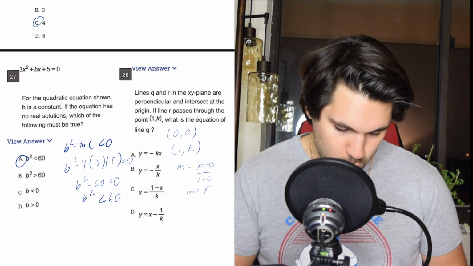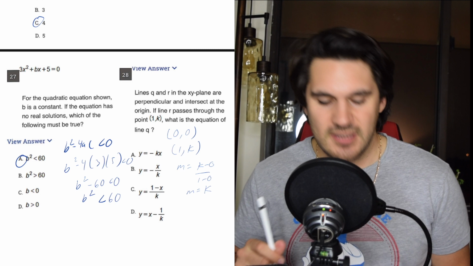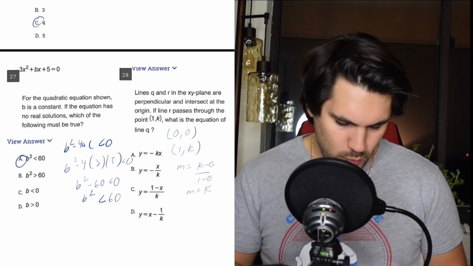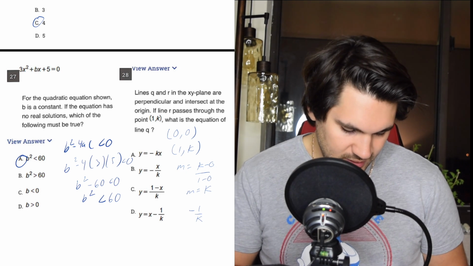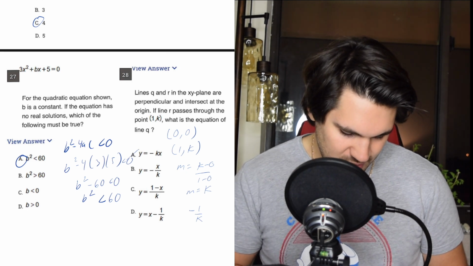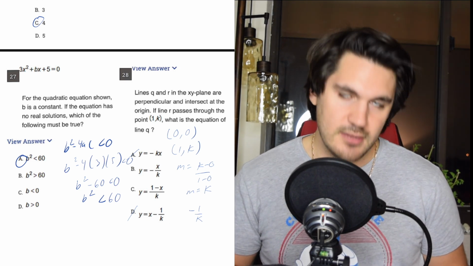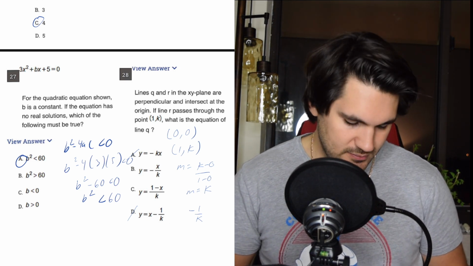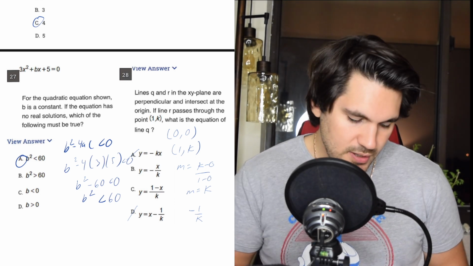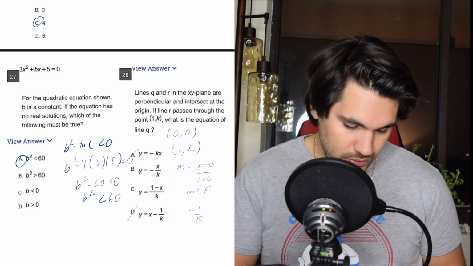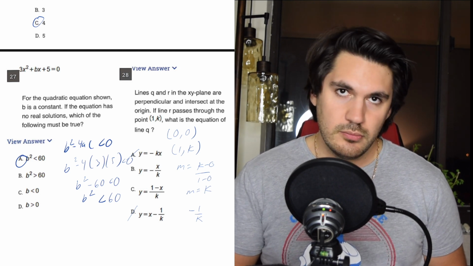However, we know that the lines are perpendicular, right? So slopes are negative reciprocals. So the slope of our equation is going to be negative 1 over k. So we know that the answer can't be A, the answer can't be D, because those slopes are not negative 1 over k. And D might trick some people, but indeed, the negative 1 over k is the y-intercept, not the slope.